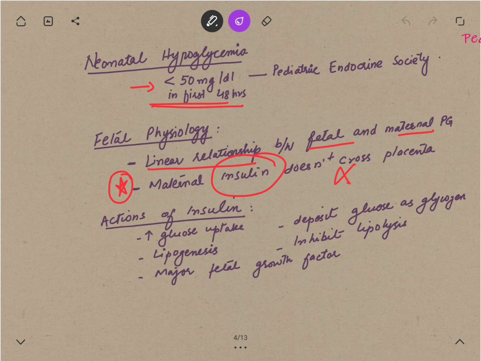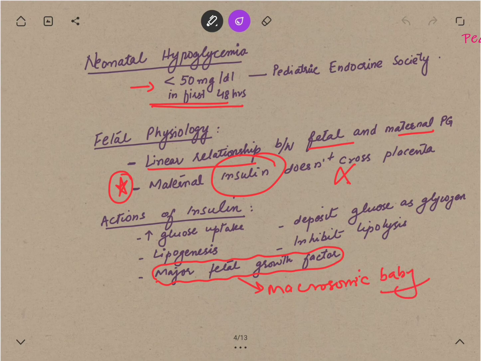Okay, so when a high amount of glucose is transferred from the mother to the baby, the fetus produces more insulin. Insulin is a major fetal growth factor which leads to a macrosomic baby. So now we know the physiology. We will be discussing the IDM baby and its implications in detail in another video.